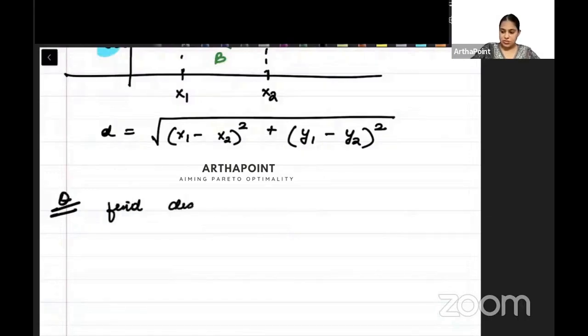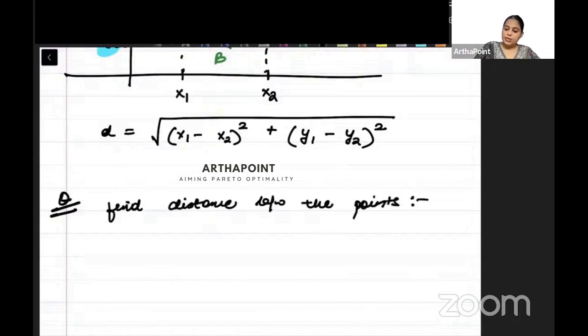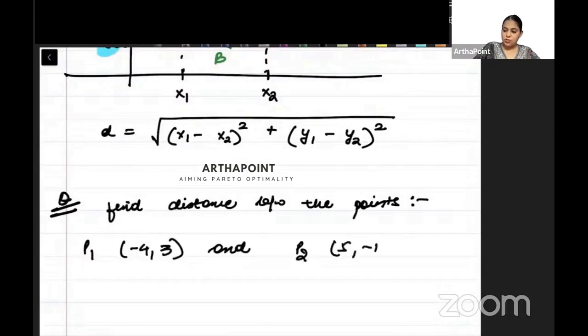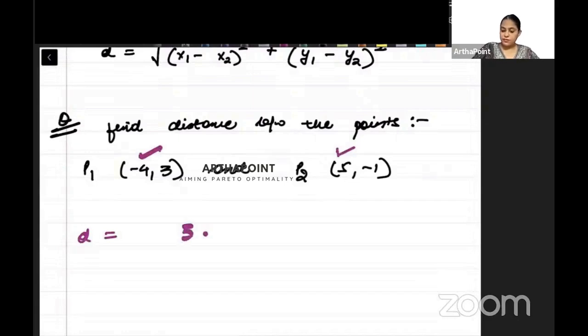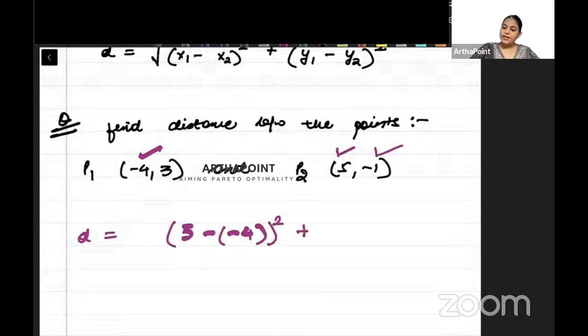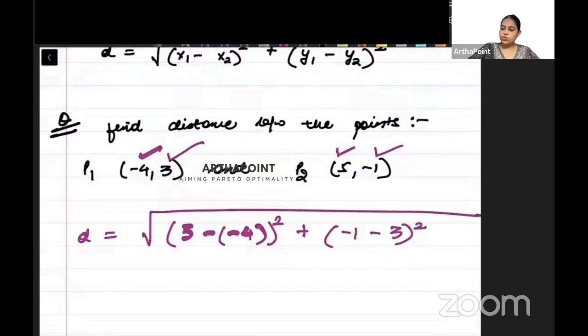Question. Find the distance between the points. The points given are P1 (-4, 3) and P2 (5, -1). Okay, so very simple, bache. Distance will be the square root of x2 minus x1, 5 minus (-4) whole square, plus y2 minus y1, -1 minus 3 whole square.